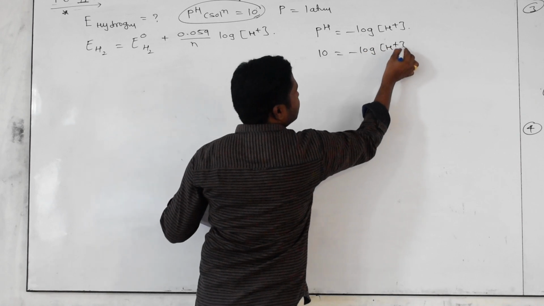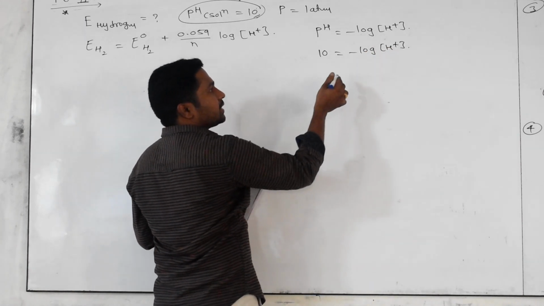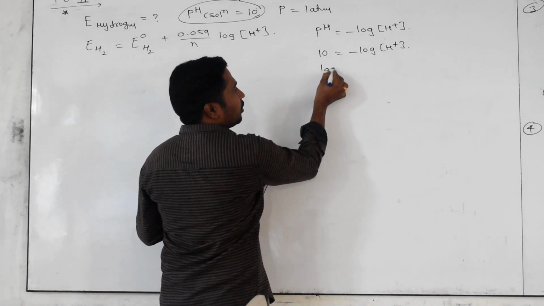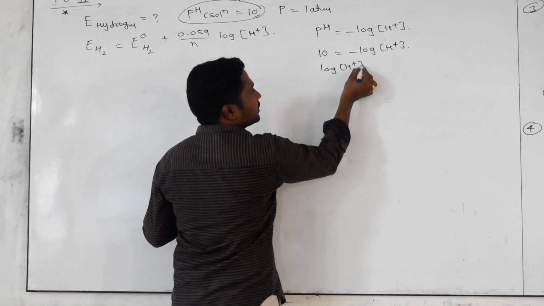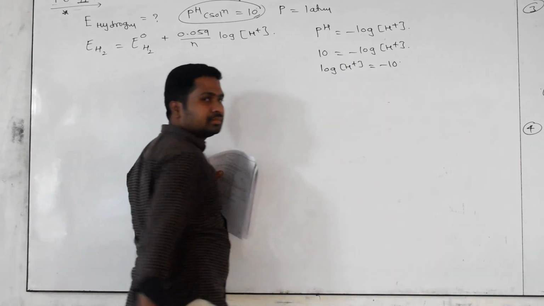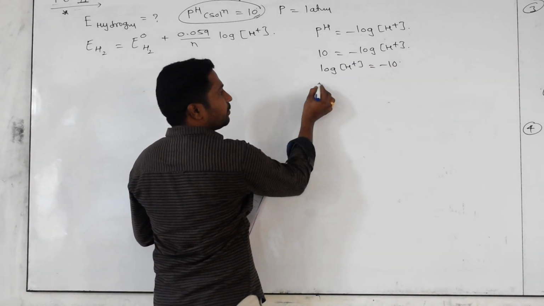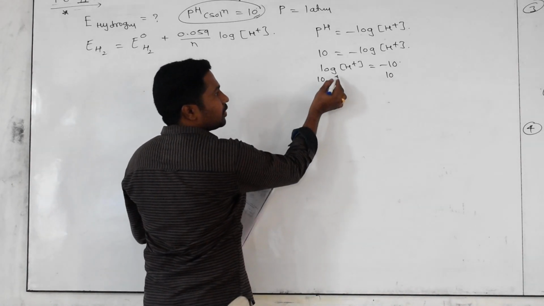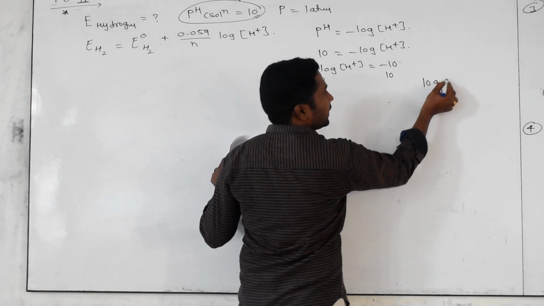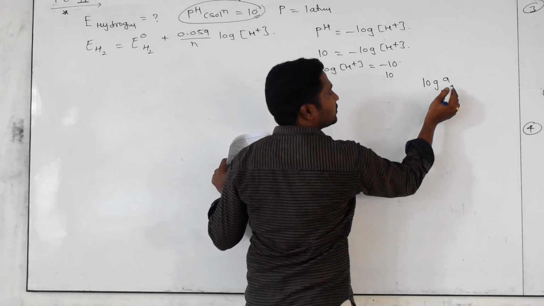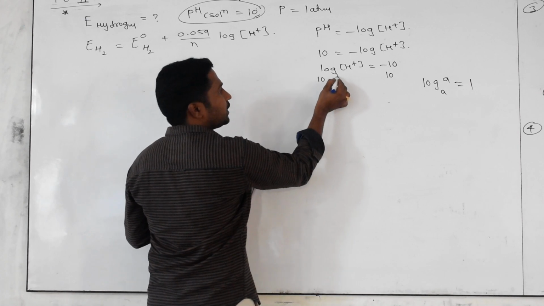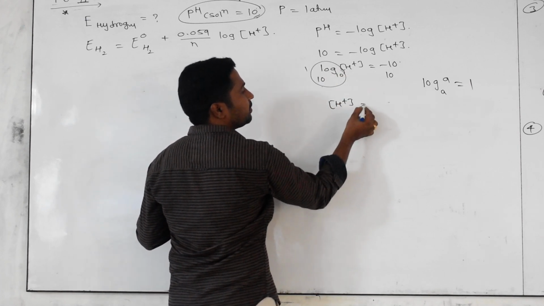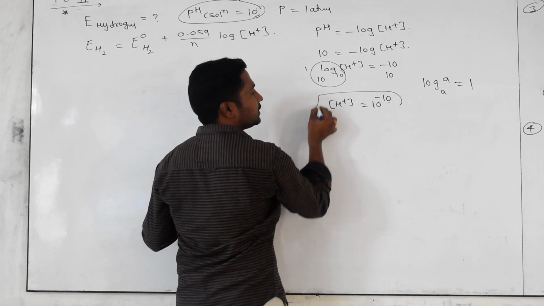Good simplification. So both sides I am multiplying with a negative sign first. Then it becomes log of H plus ion concentration is equal to minus 10. Now both sides I am writing 10 powers. Is there any problem? No. So again we have one more formula: log A to the base A is equal to 1. So this whole term is becoming 1. Then H plus ion concentration is coming 10 to the power of minus 10.